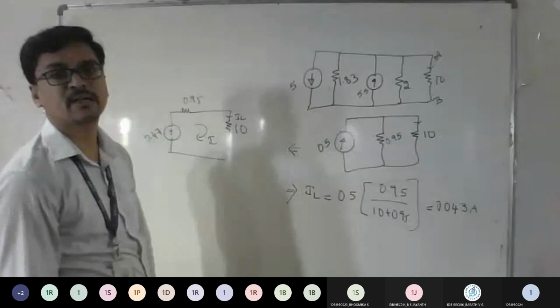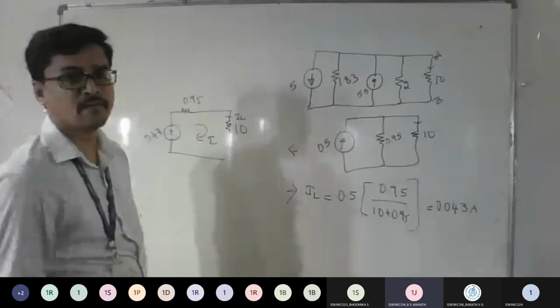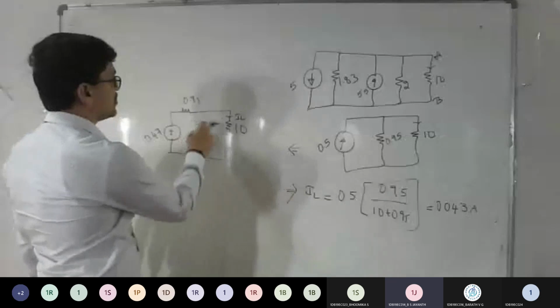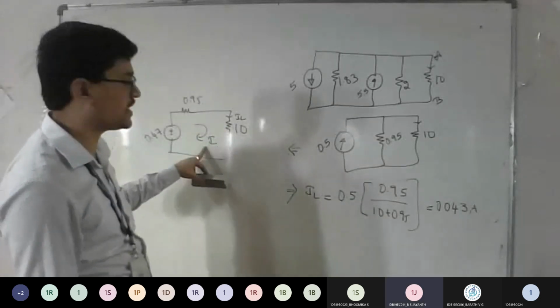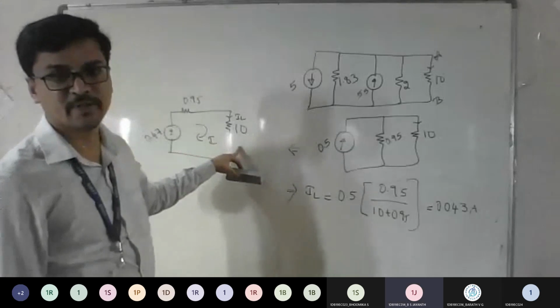How will you find I? Add up the resistances. If you add up the resistance, do you get the current? Whatever current is flowing, the same current flows here also, no? Yes, sir.